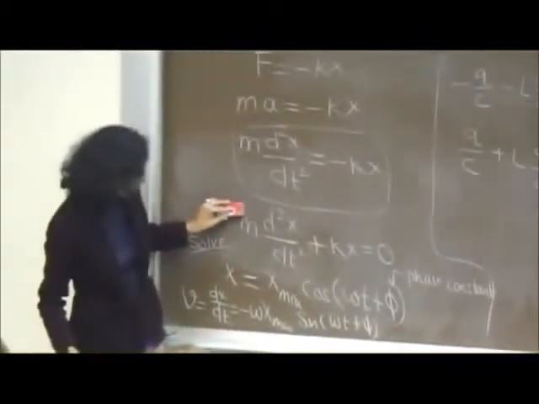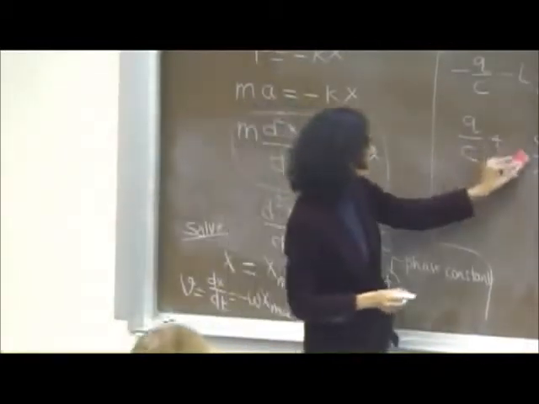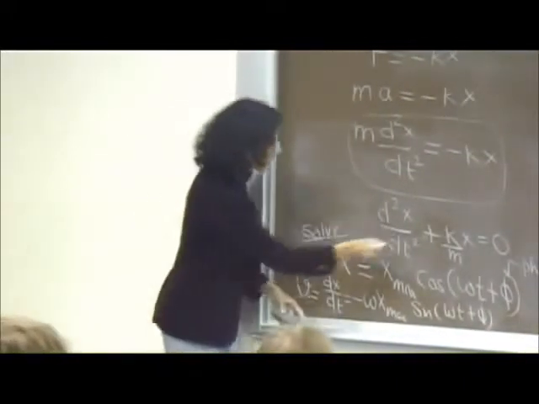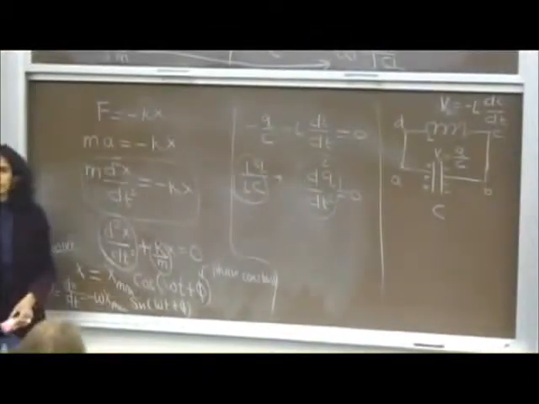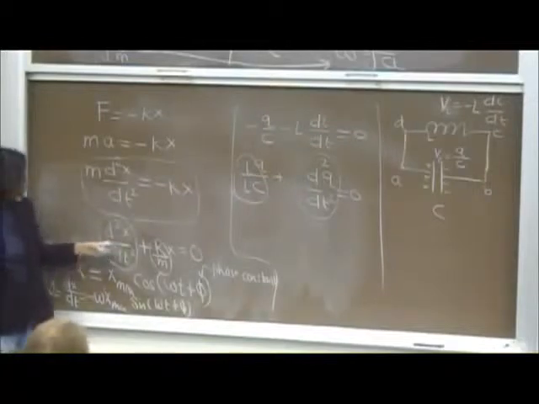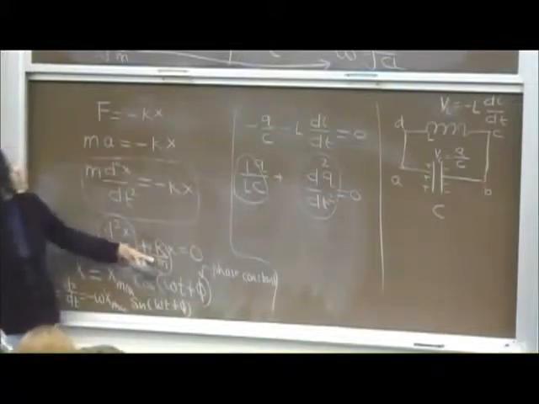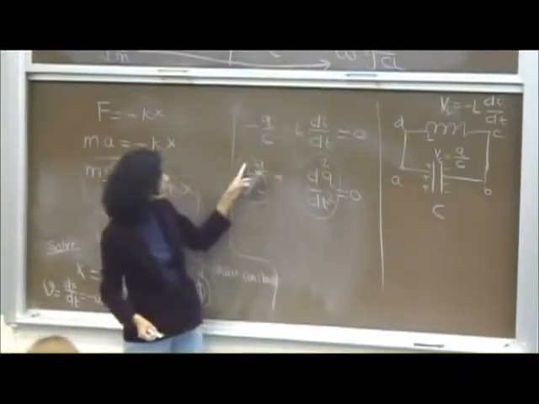An easier way to put this is, let's divide by mass here. If you divide by mass, it becomes like this. Here, if I divide by L, it becomes like this. Look, isn't this looking exactly like this? This is the second derivative of Q with respect to time, and this is the second derivative of X with respect to time. This has X, this has Q. All the constant left over is like K over M. Compare this with that. Isn't 1 over LC exactly like K over M? And here, we said that omega was the square root of K over M. Shouldn't omega in this case be the square root of 1 over LC?